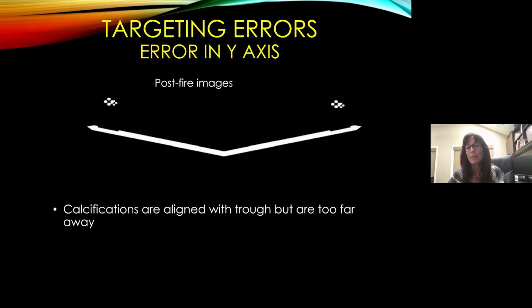This is a schematic of a post-fire image. Remember that on the post-fire image, the target should be aligned with the trough. In this case, on the post-fire image, the calcifications are aligned with the trough, but they're too far away. So this is an error in the y-axis. And all we need to do is move the needle superiorly or towards the patient's chest wall on a prone stereotactic table in order to be at the appropriate site.